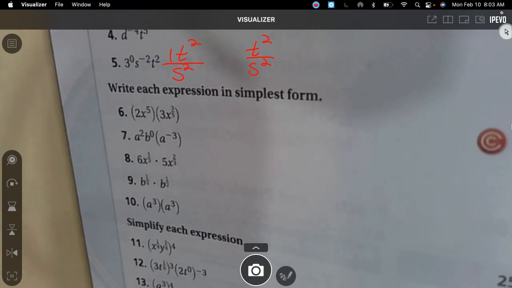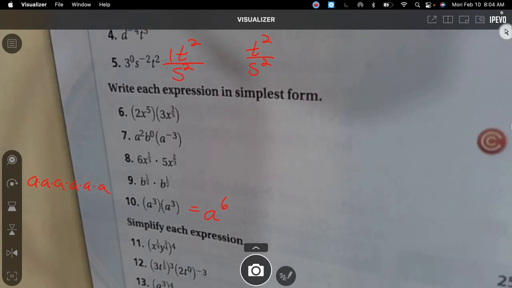A to the third times a to the third. What do you do with those exponents when you're multiplying? You add them. Because this is like saying a to the third, and then another a to the third. So how could you combine that together? You would write that as a to the 6th. You add the exponents when you're multiplying. That was a rule that we learned.